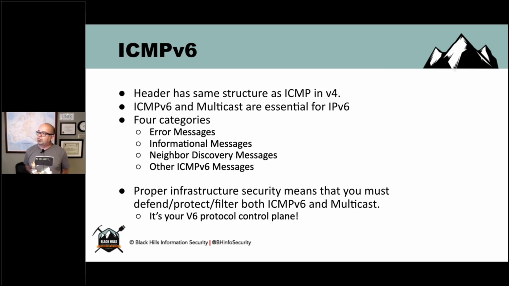There are 4 categories of message for ICMPv6. We have error messages, informational, neighbor discovery, and then other, which is sort of reserved and unused stuff. So if you're going to secure your infrastructure, you must defend and protect both your v6, ICMPv6, and your multicast. This basically is your v6 control plane.